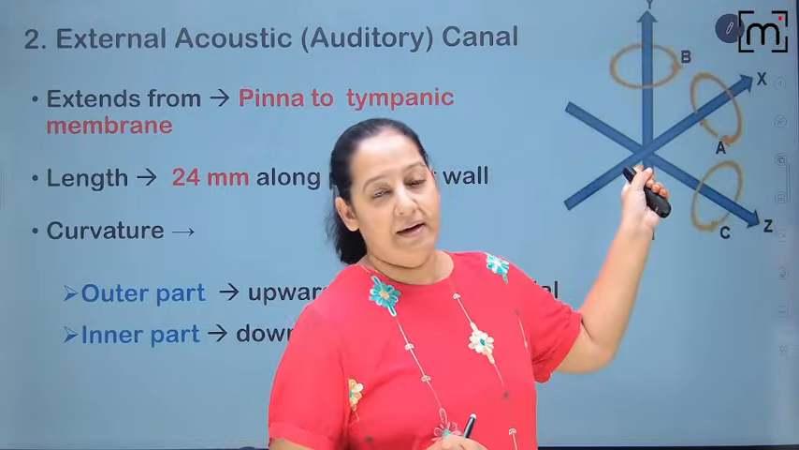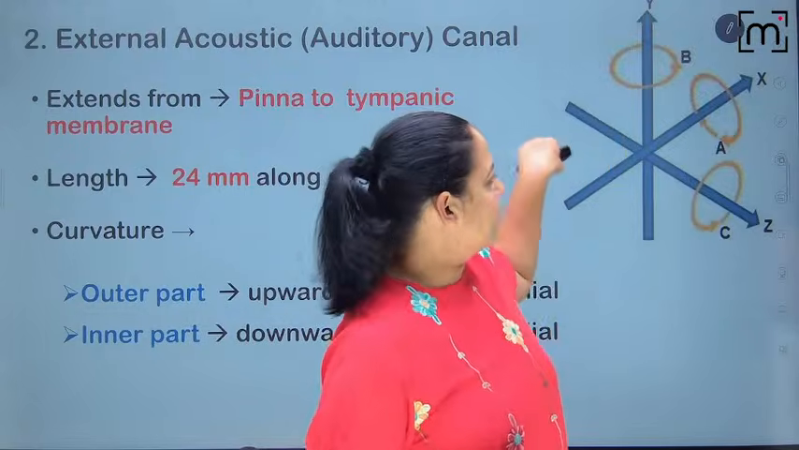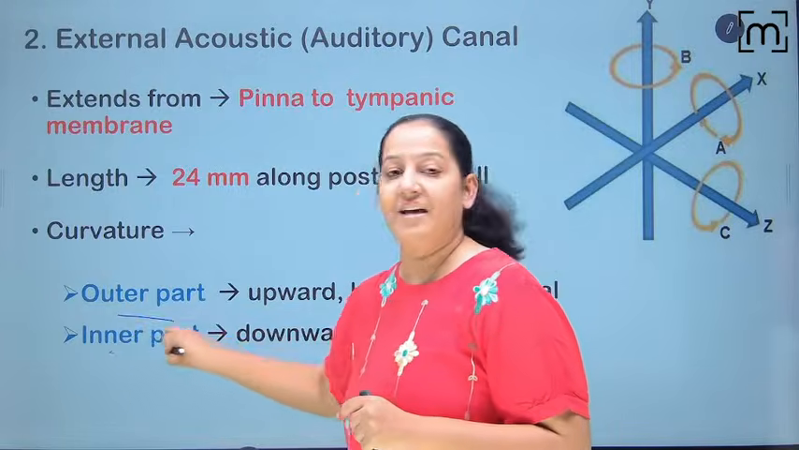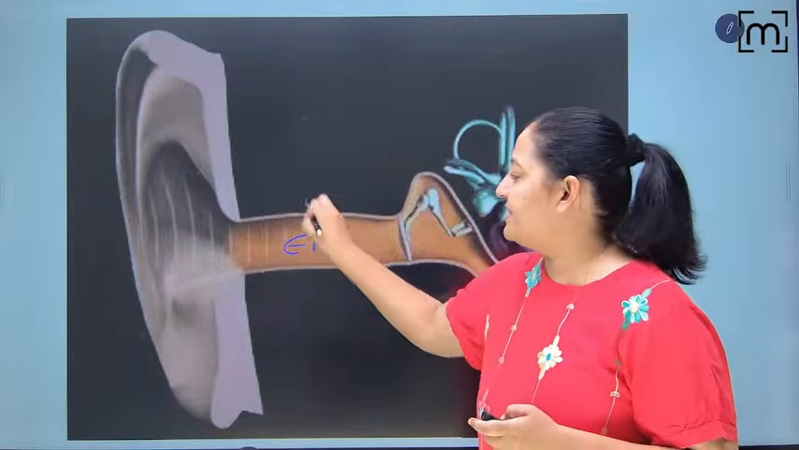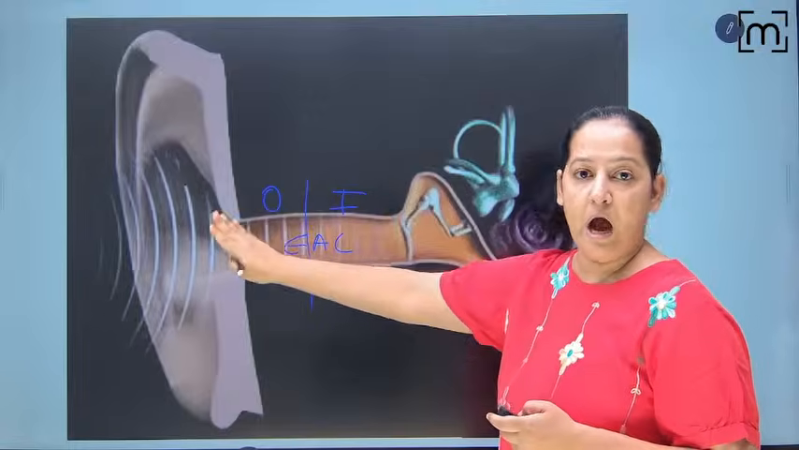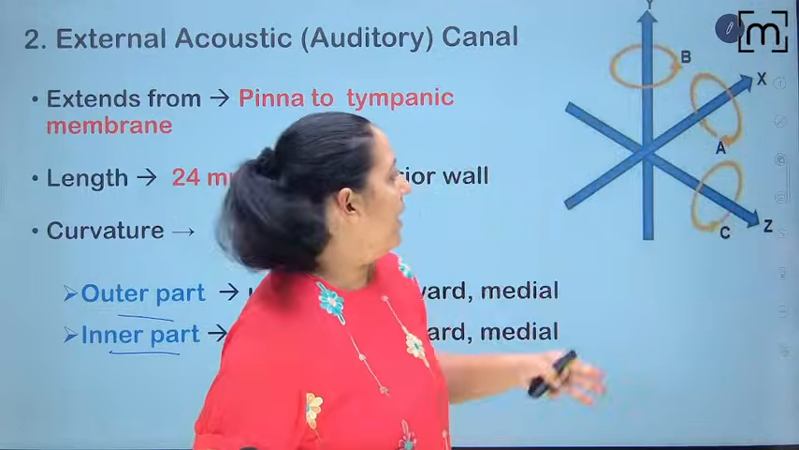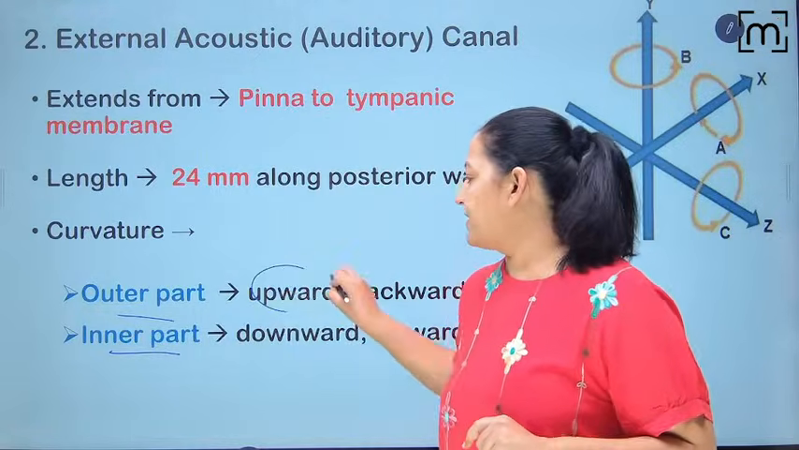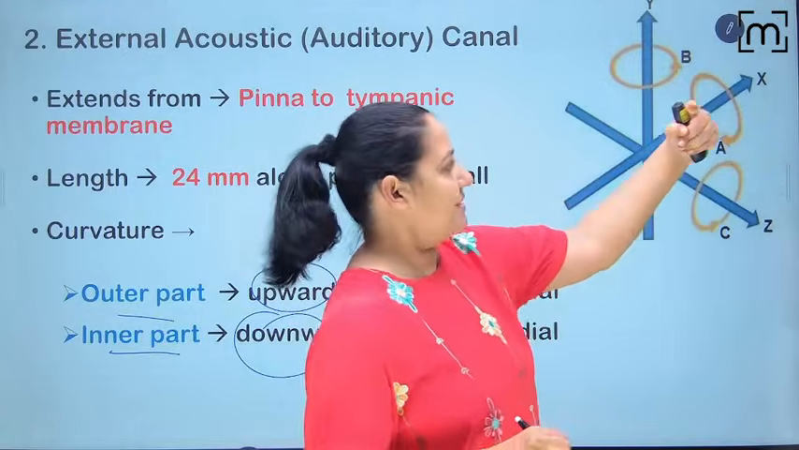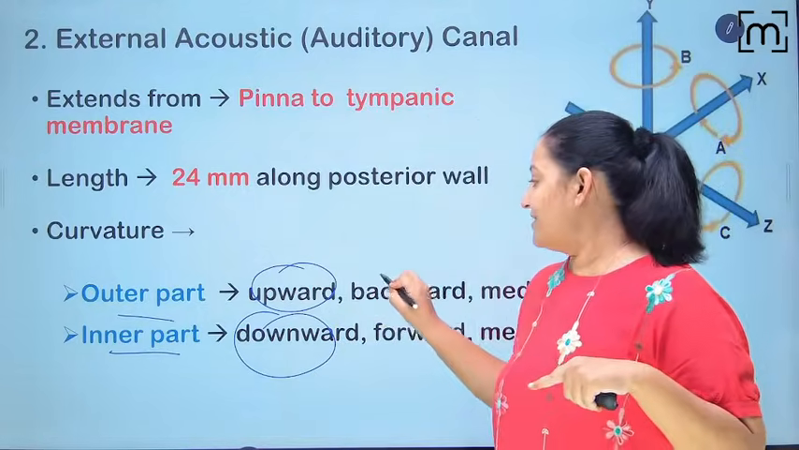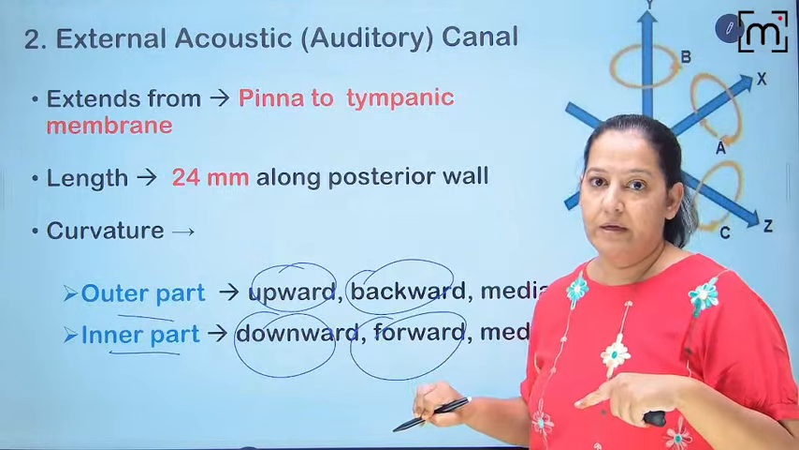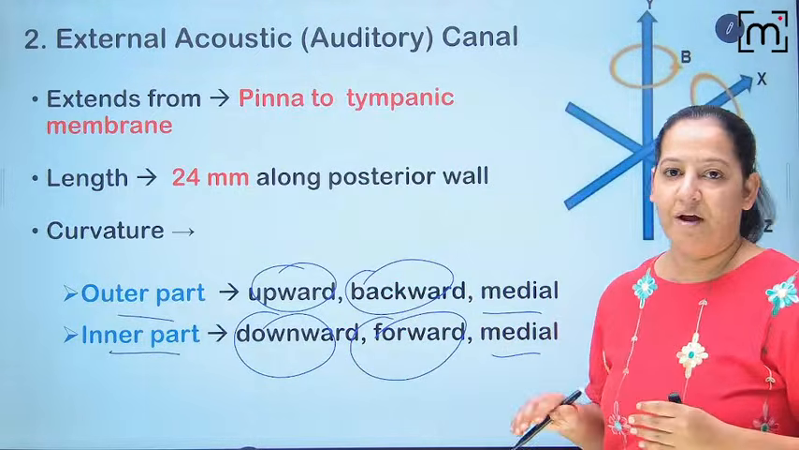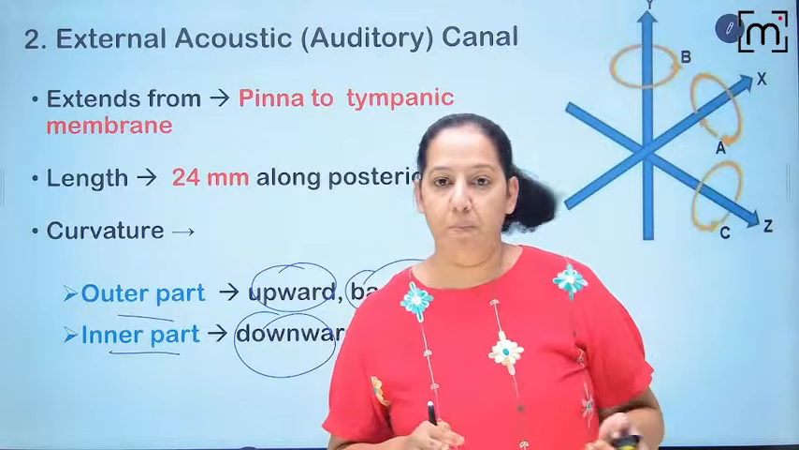Now I'm talking about these three axes: the x-axis, y-axis and z-axis. One by one we will divide them, the outer part and inner part of the external auditory canal. Around this axis, the outer part is upward but the inner part is downward. Around this axis, the outer part is backward but the inner part is forward. And around this axis, both parts are medial. This is the 3D orientation.